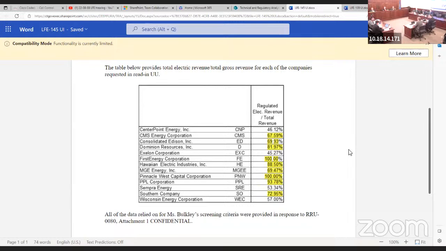I referenced it, we sent it to you in RRU 80. Attachment 1 was the full list of screening criteria that I relied on. And then I think I spoke to you, or at least read into the record, some of the additional factors that were considered with respect to Hawaiian and Pinnacle West being the differences in the risk profiles of those companies.